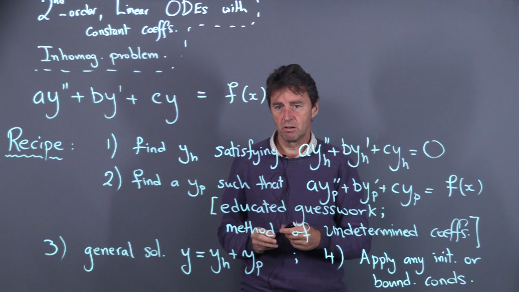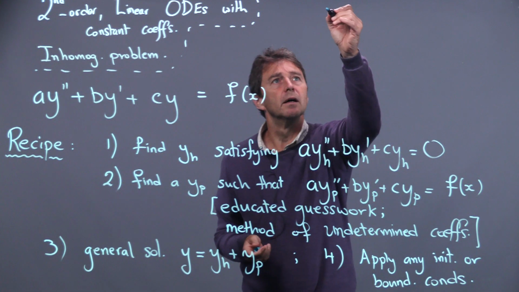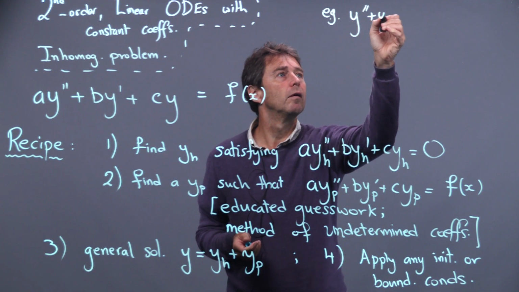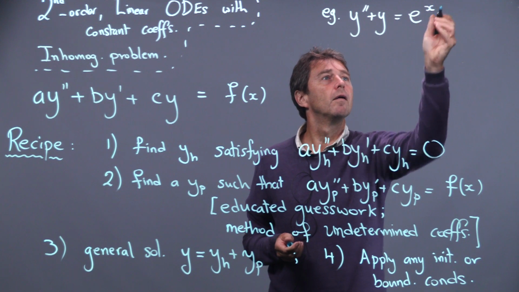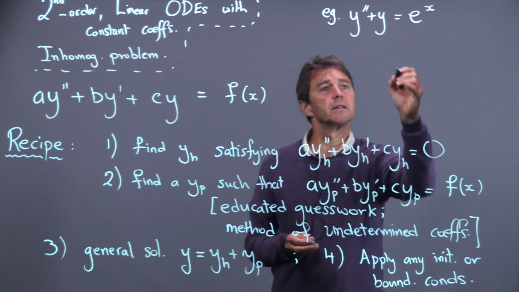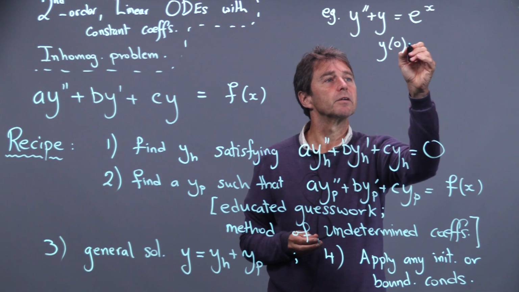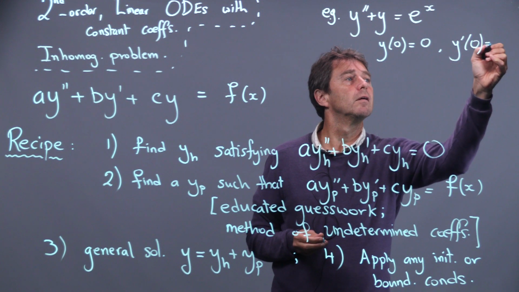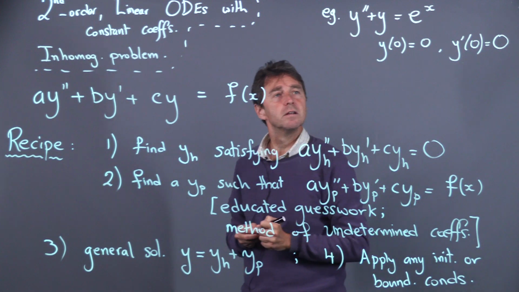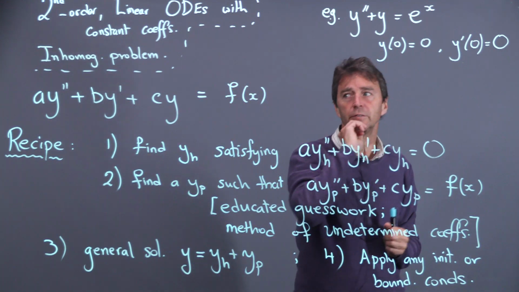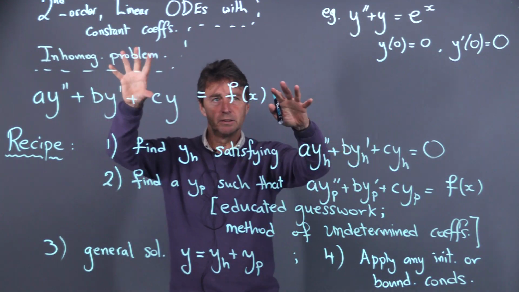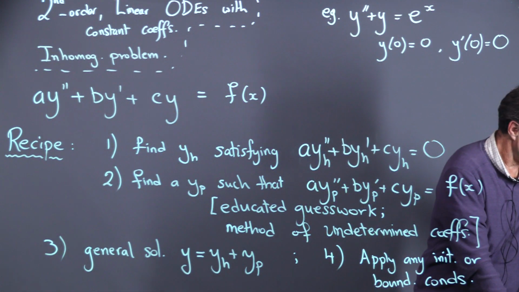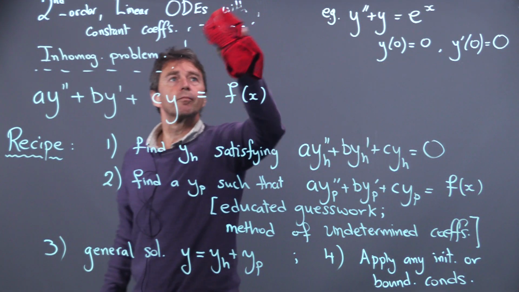Okay, so that's the recipe, and let's just try it out on that problem, that ODE. I suppose we can also put in some initial condition. Let's do that. So we start with 0 for both y and the first derivative. Okay, so there it is. This is the recipe. This is an example. Let's just apply the recipe to solve it.